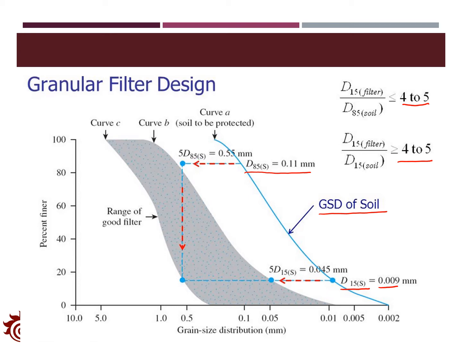First, we're going to use the same coefficient 5 for both retention and permeability criterion. And for the permeability criterion, we want the D15 filter over D15 soil higher than 5. So 5 times D15 soil is the point here. And we want the D15 filter to stay at a certain region on the left, which will have larger grain size.